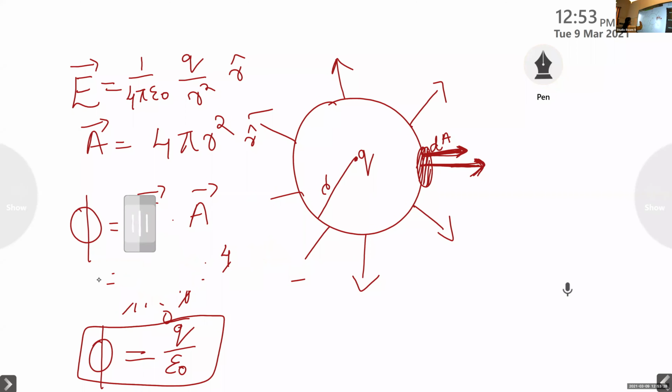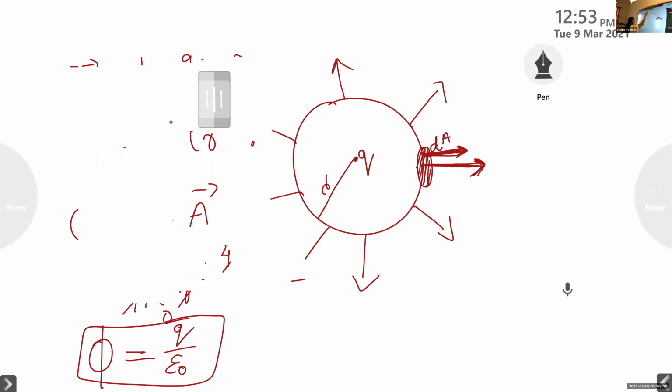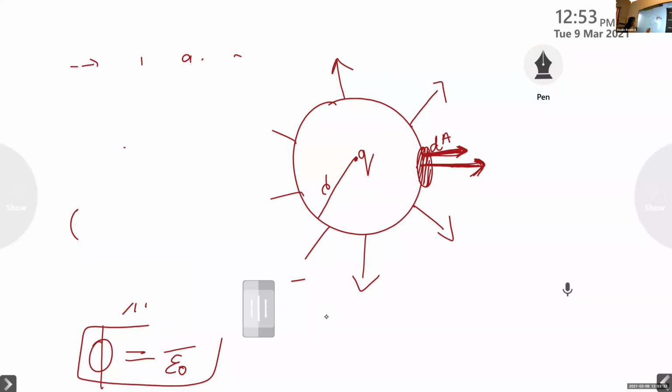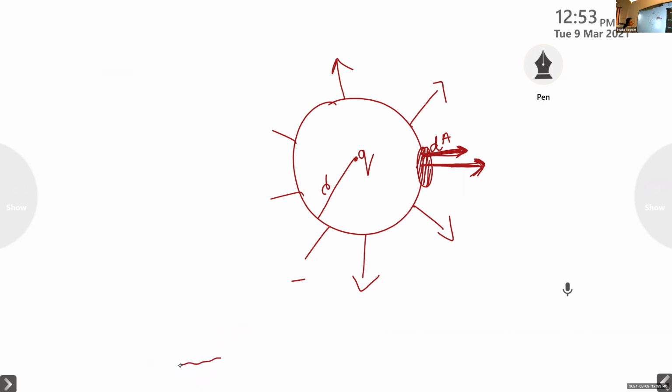I will discuss it once again. In order to prove this Gauss's law, we are considering a sphere of radius small r. At the center of the sphere, I am placing a charge Q. When I place the charge at the center, the electric field lines are radially outwards. Now, I want to consider a small area of the sphere. For this, I consider a small portion here, and that small area is given by dA.